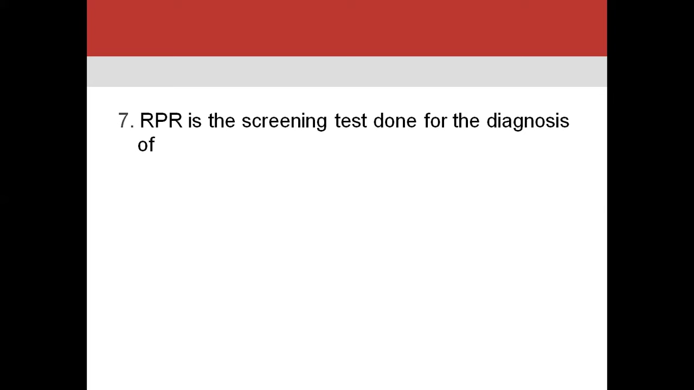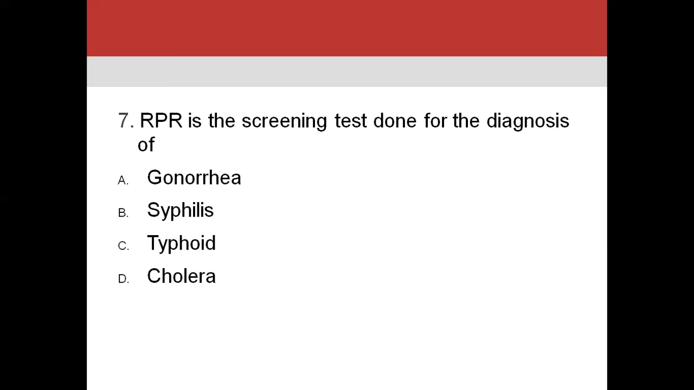Next question, RPR is the screening test done for the diagnosis of: option A, gonorrhea; option B, syphilis; option C, typhoid; and option D, cholera. So here the right answer is option B, syphilis.